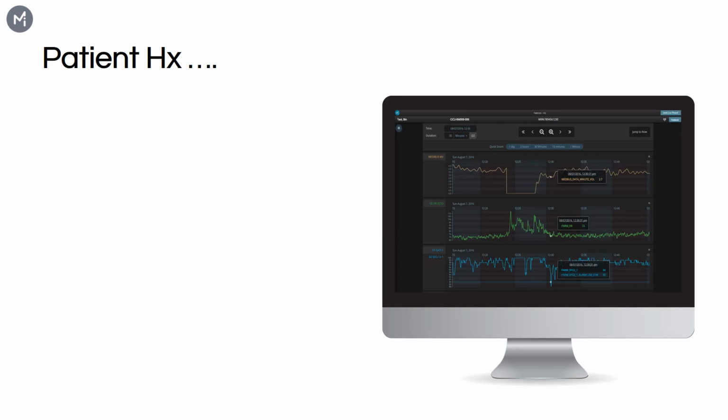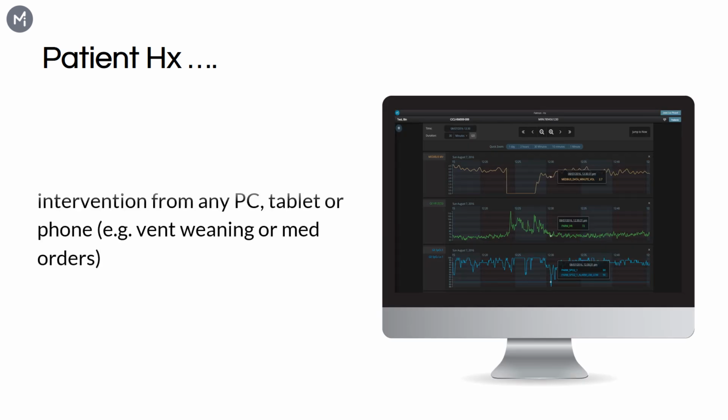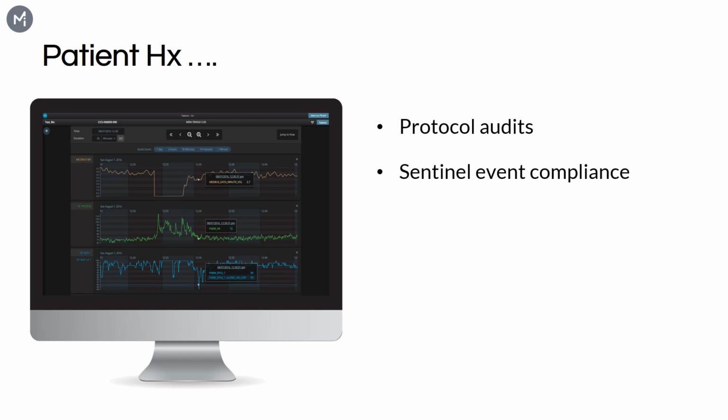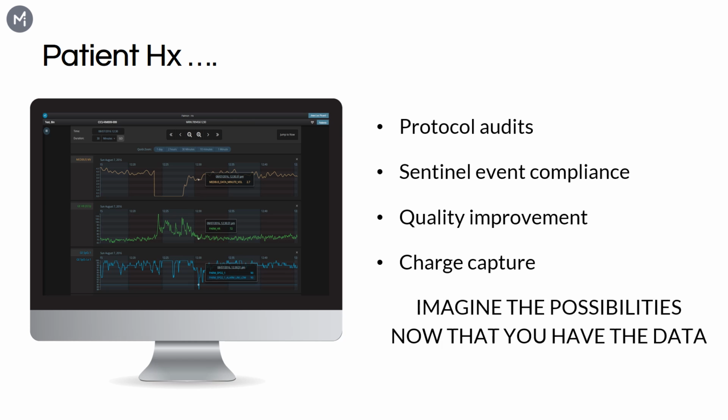You can leverage the data to monitor a patient's response to a procedure or intervention, such as vent weaning or a med order, or use it for protocol audits, such as alarm limit changes, sentinel event compliance, quality improvement tracking, even charge capture such as time on vent. There really are so many possibilities to using this complete historical data to improve care and outcomes.